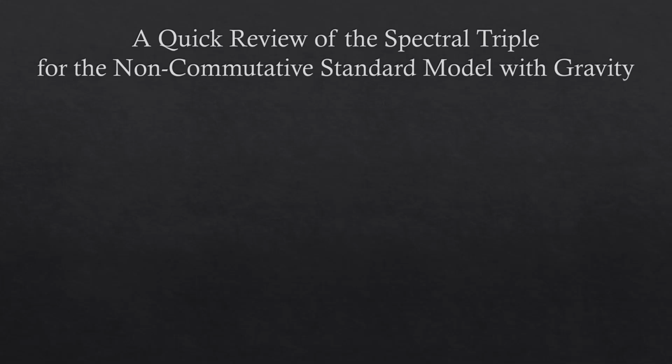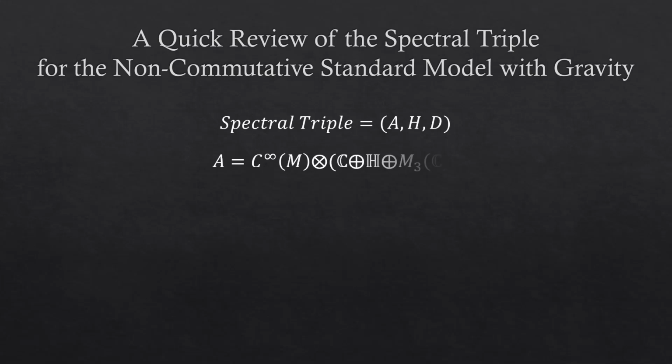We'll give a quick review of the spectral triple, which we have covered in the last few videos. Our spectral triple is given by an operator algebra A, a Hilbert space H, and the Dirac operator D. A is a tensor product space of all smooth infinitely differentiable functions on a Riemannian manifold M. In this case, it's a Lorentzian metric. And it is crossed with the finite extension algebra C plus H plus N sub 3C, where C are the complex numbers, H is a set of quaternions, and N sub 3C are all 3 by 3 complex matrices.